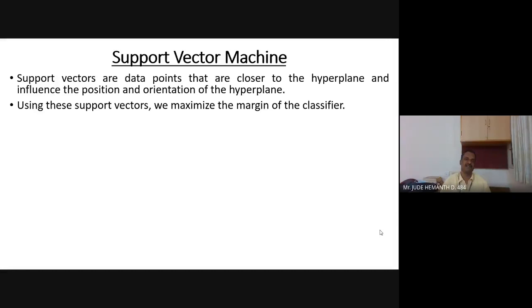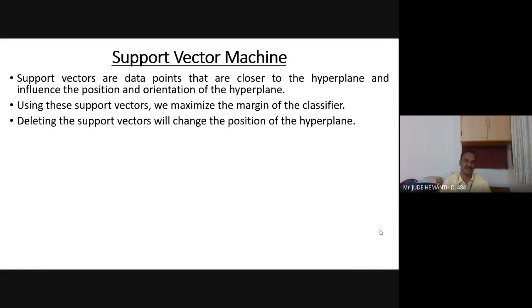Using the support vectors, we maximize the margin of the classifier. Deleting the support vectors will change the position of the hyperplane. Right? Sometimes when we draw the graph, all the points may not be properly under one cluster. So sometimes we remove some data points.